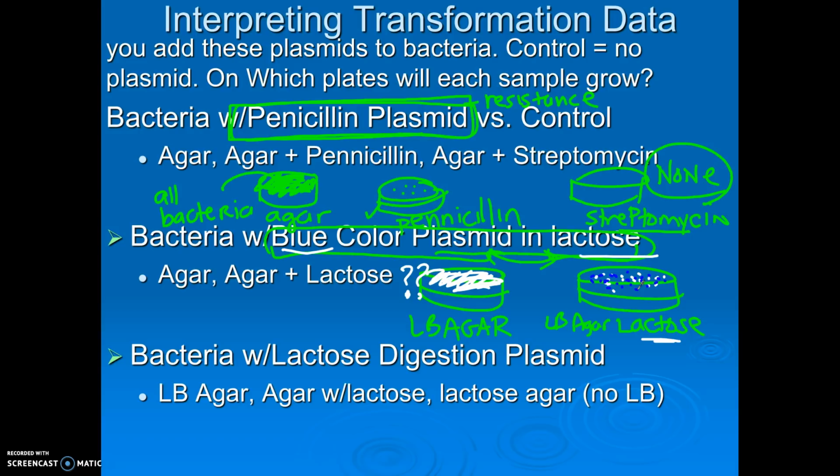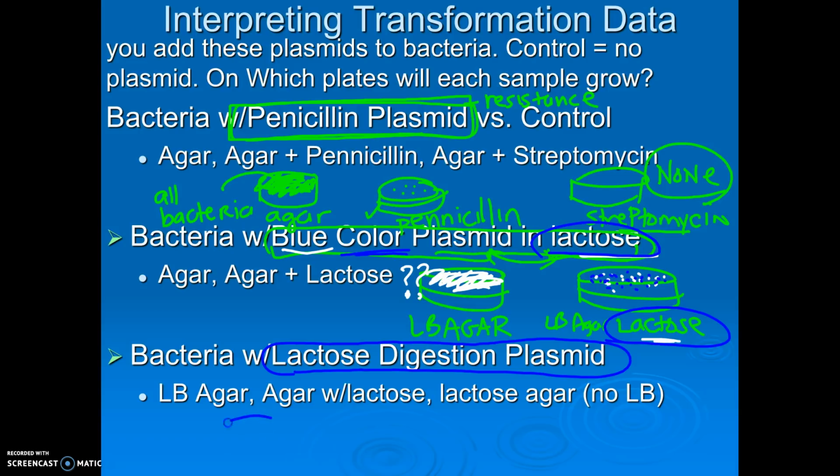So in our second experiment, we used a plasmid that made them a different color in the presence of lactose. Therefore, if we grow them in lactose, we'll be able to tell which bacteria picked up the plasmid and which ones didn't. The last one, we have bacteria with a lactose digestion plasmid. So this time, if they pick up the plasmid, they will gain the ability to digest lactose.